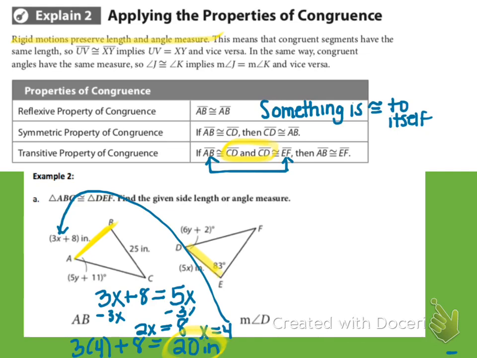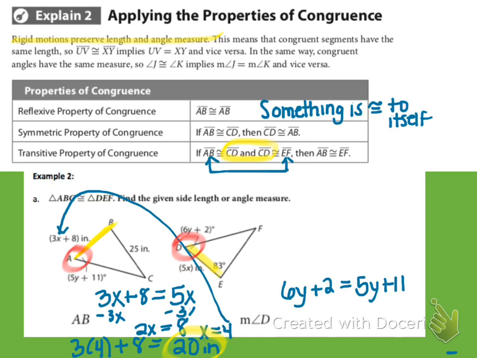And then next, they wanted me to find the measure of angle D. So angle D is right here. It's labeled as 6y plus 2. And D corresponds with angle A, which is labeled as 5y plus 11. So I could say that those two expressions, 6y plus 2 and 5y plus 11, must be equivalent because they're congruent triangles. And so they're congruent angles, and therefore their measures are the same.